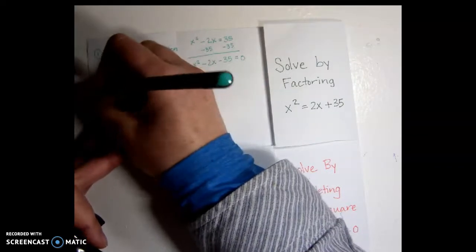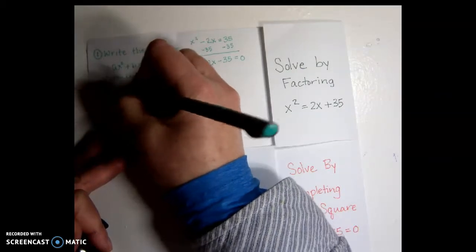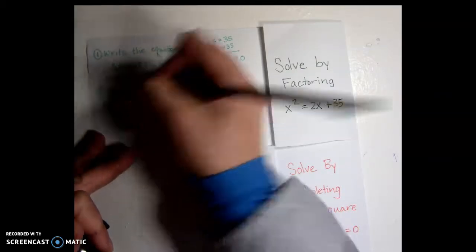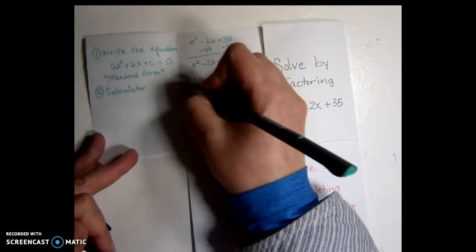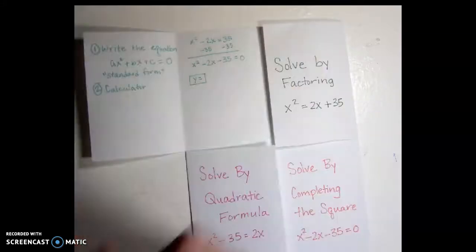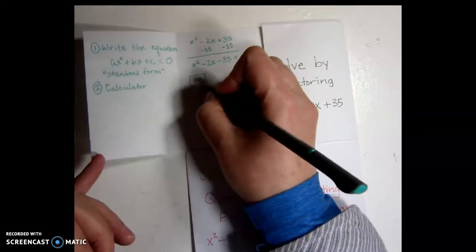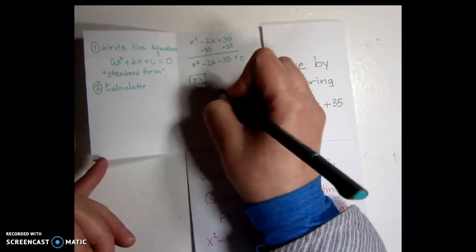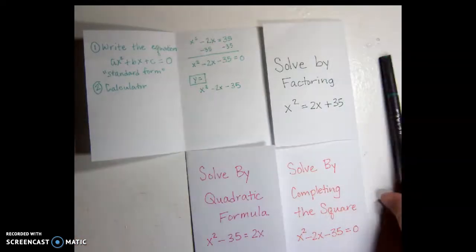Second thing you're going to do is grab your calculator. You're going to hit the y equals button, and you're going to type that equation into your calculator. Not the equation, sorry, we're just going to write the function in. So we're going to do y equals x squared minus 2x minus 35. We're not going to worry about the equals 0 at this point.